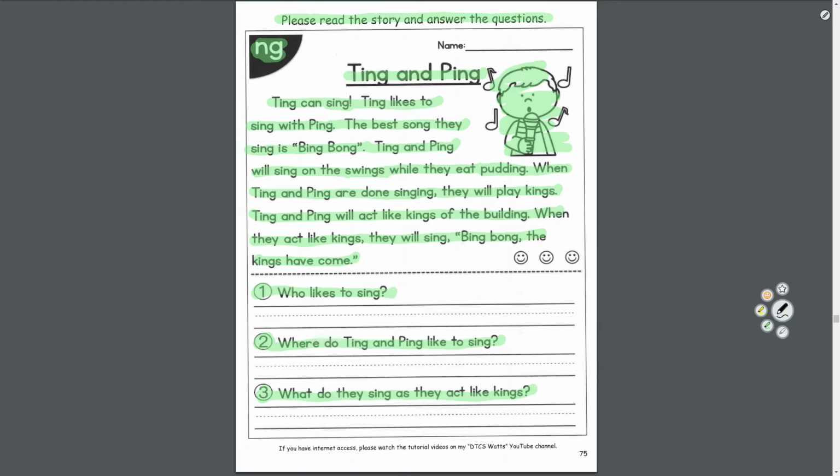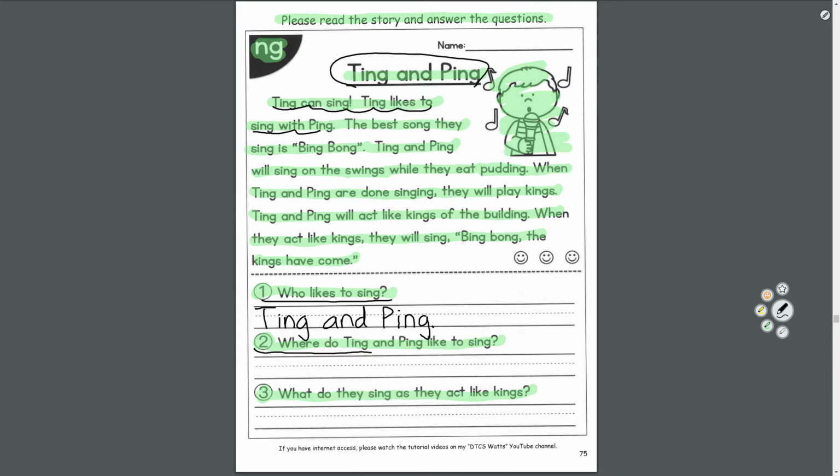Okay, question 1. Who likes to sing? Ting can sing. Ting likes to sing with Ping. So really it's Ting and Ping, just like the title. Who likes to sing? Ting and Ping. Make sure it's uppercase on both of their names. Names are always capitalized. Ting and Ping like to sing.